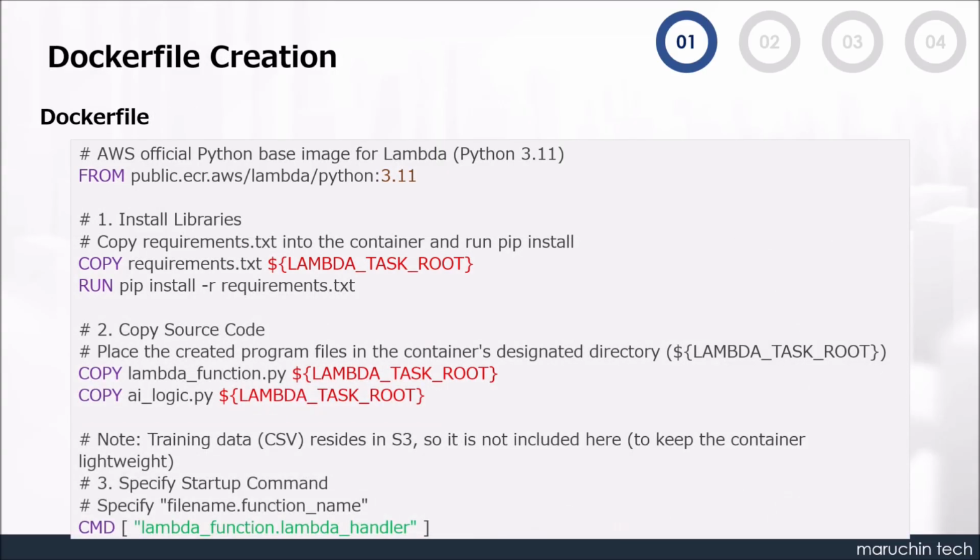Next, we create the Docker file. The Docker file serves as the blueprint for the container. For this course, we will use an official AWS-based image. Inside the Docker file, we configure the Python environment, install libraries, copy the source code, and set the startup command.